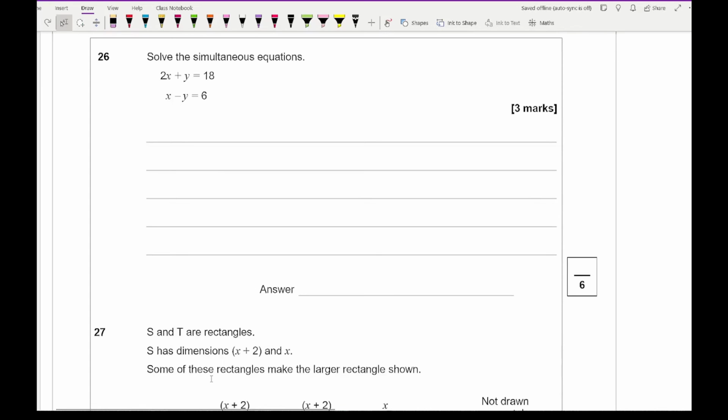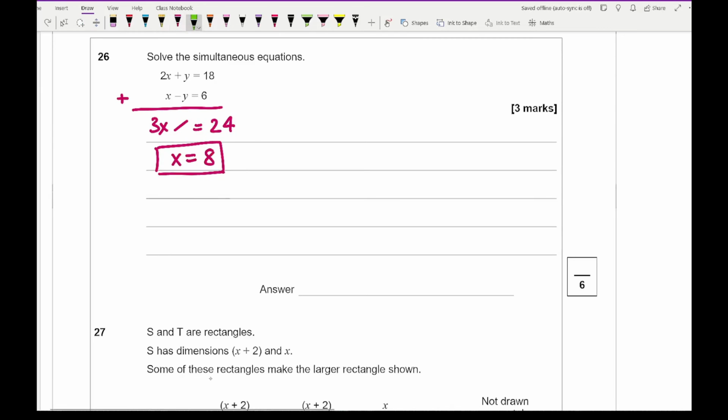So here we're looking at simultaneous equations. It says solve the simultaneous equations. Now for this, what you want to do is have the same number of x's or the same number of y's. Now for this, we have already got the same number of y's. So all I need to do is decide whether to add or subtract. Now as you can see with the y's, they're both different signs. So what we need to do here is add the two equations. So 2x plus x is 3x. The y's disappear, and 18 plus 6 is 24. So from this we can establish that x equals 8.